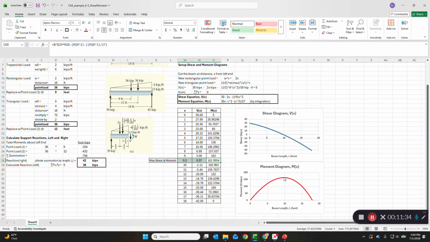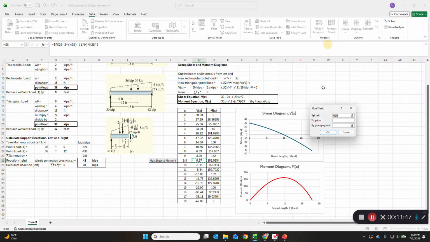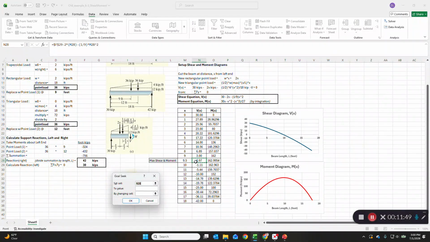It's also the same x value or length value as where the 0 crossing is on the shear function. So what we can do is just do what we've done before, go to Data, What-If Analysis, Goal Seek, and we can set the shear function value equal to 0 by changing the x value, which is the length, and it'll calculate it for you.